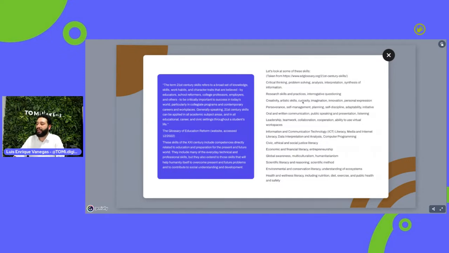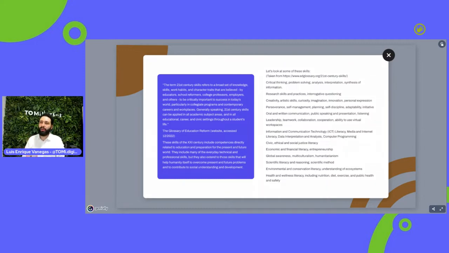Creativity, artistic skills, curiosity, imagination, innovation, and personal expression that comes with communication. I think I didn't mention communication before. Communication is one of the four C's. And something important about communication is that it's not just the ability to communicate ideas, but it's also adding, let's say, a new stage in your process.